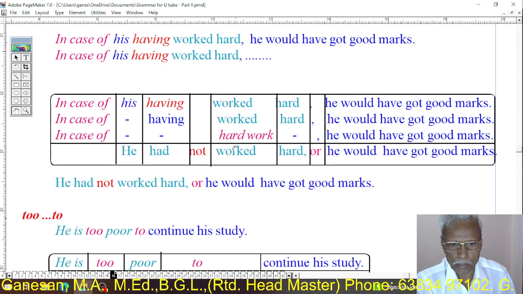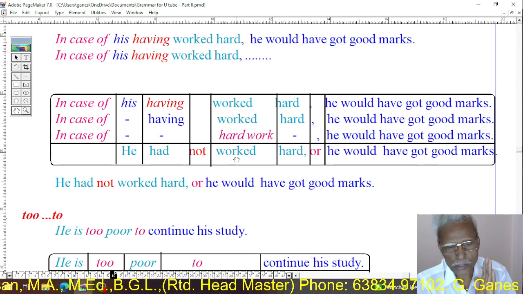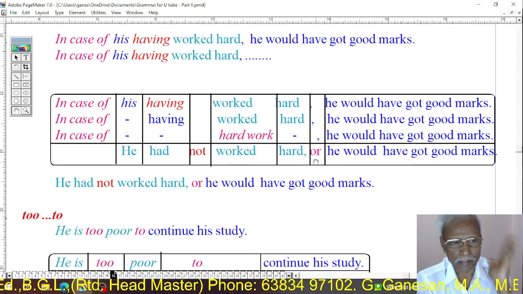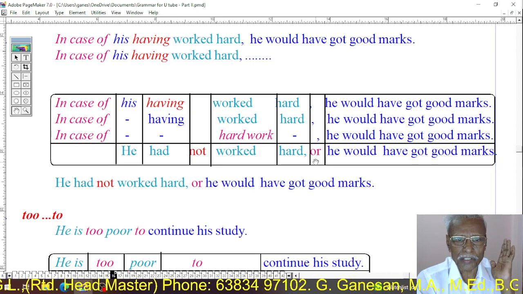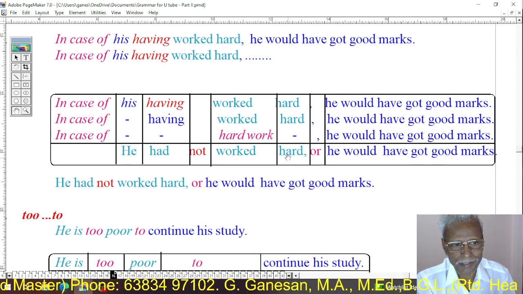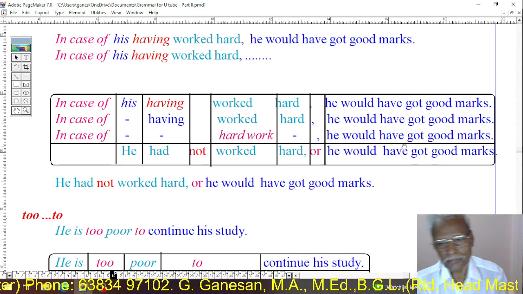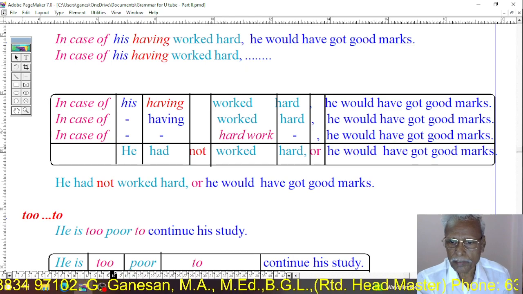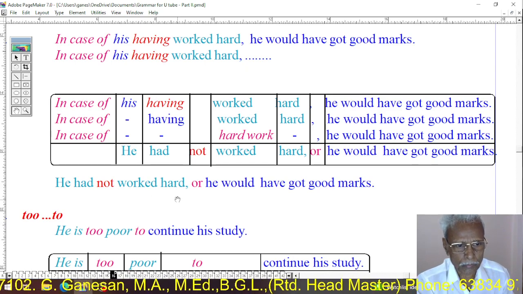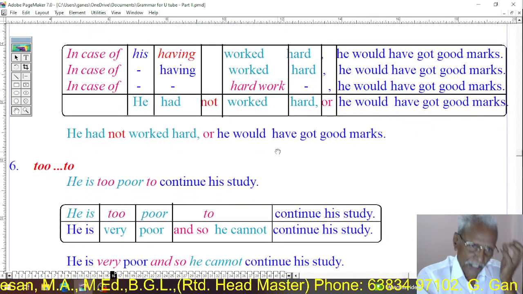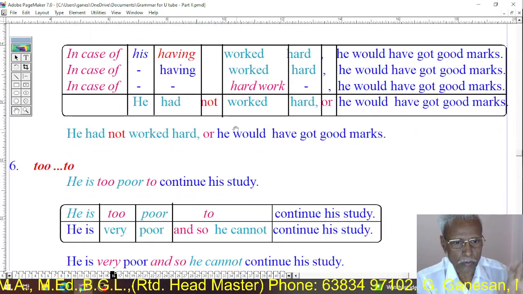Then the past participle, worked. Hard work also becomes worked, the past participle. Then "or" at the end of the sentence is the conjunction. So "in case of having worked hard" is changed to "he had not worked hard", or. Then the main clause should be used as it is. He had not worked hard, or he would have got good marks. That is, he did not work hard, he did not get good marks.